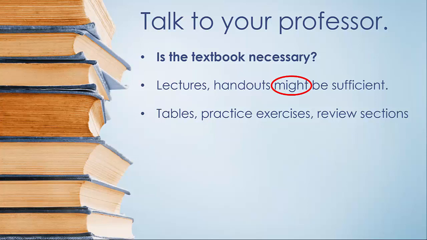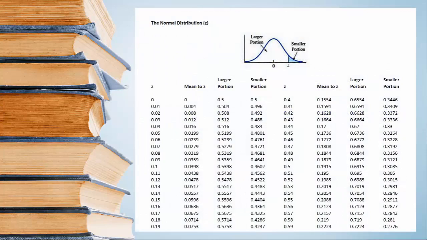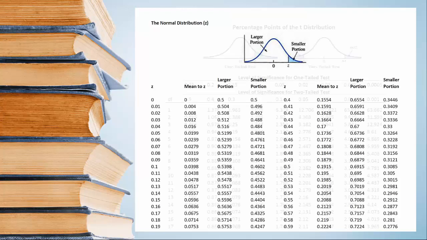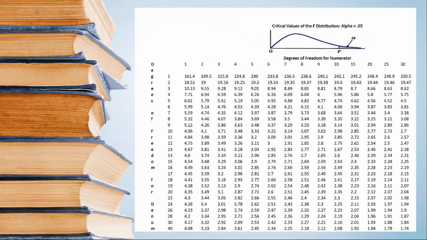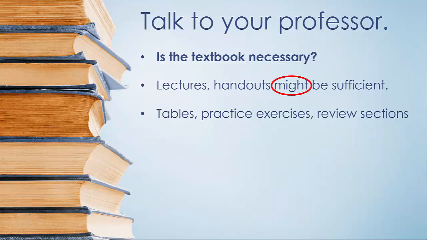For example, in all statistics textbooks, there are tables. Now, I give these tables to my students in class, but some of the tables that are in the books, the instructors rely on you, the student, to bring to class. So for example, here's a Z table, there are T tables, there are F tables, there are lots of different tables, and you'll need access to those tables. Also, textbooks have lots of practice exercises and review sections, and if you think you're going to use those sections as study tools, then you should probably buy a textbook.